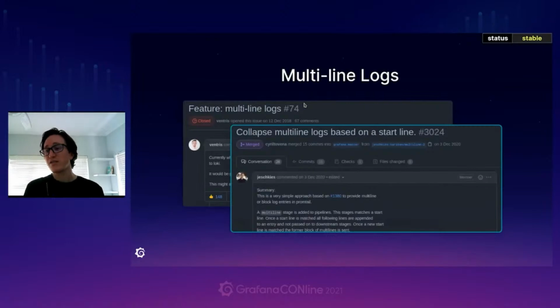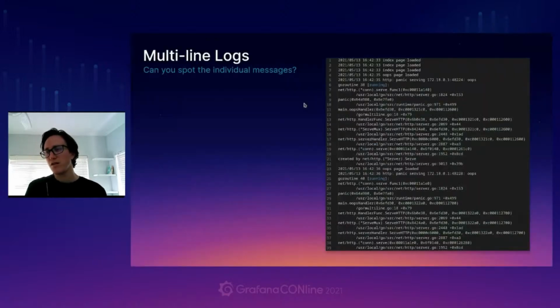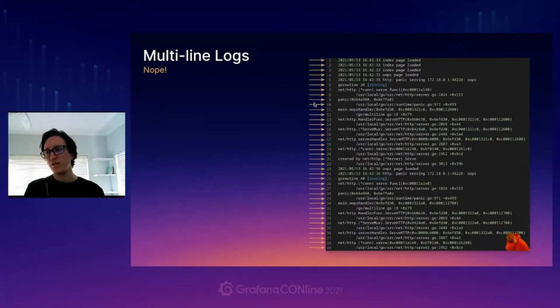Multi-line logs, this is a feature that has been requested for some time, and we've implemented it recently. This is also stable. So let's do a little exercise here to demonstrate how this works. Can you spot all the individual log messages in this text over here? So you're probably thinking that these are the individual messages, and you'll be correct. However, Loki by default will see all of those as the individual messages.